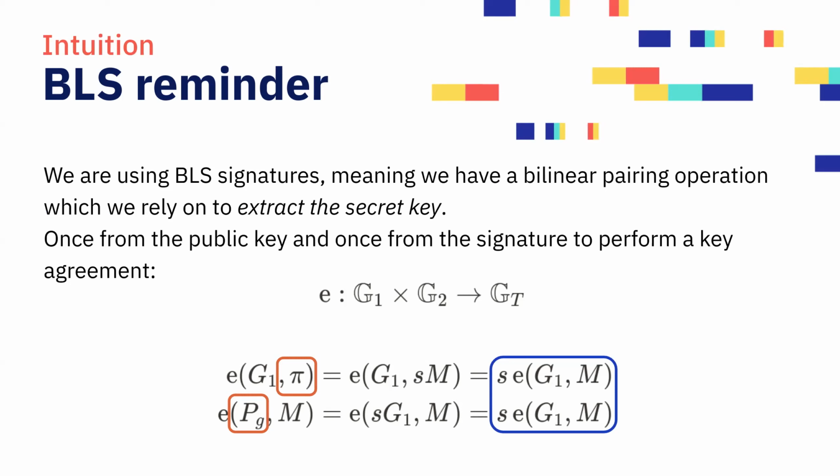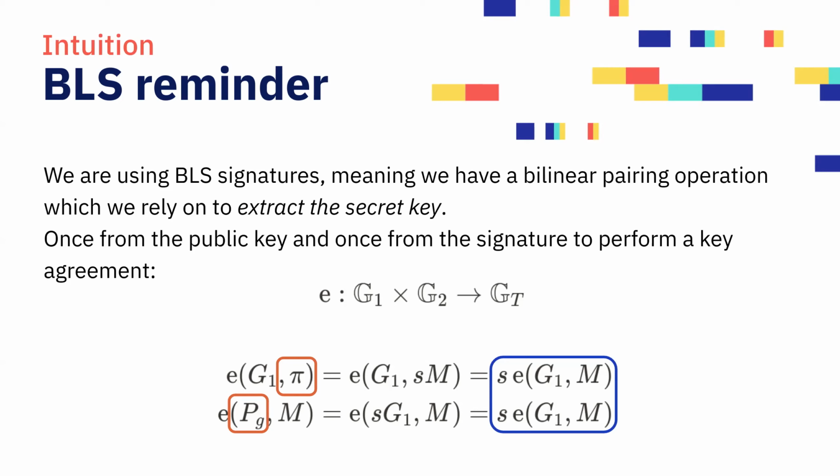And when I want to verify a BLS signature, I can compute the pairing of G1 and the signature P, and that is equal to the pairing of G1 and the secret times the message. And because the pairing operation is bilinear, we can extract the value S out of it, and it's equal to S times the pairing of G1 and M, the message that is getting signed.